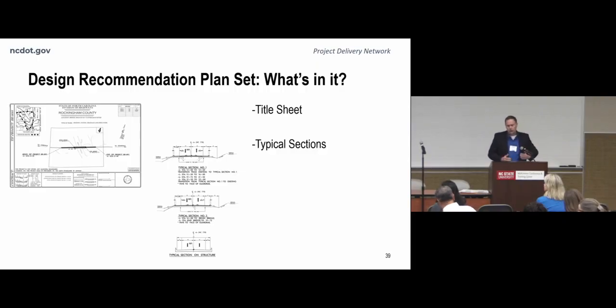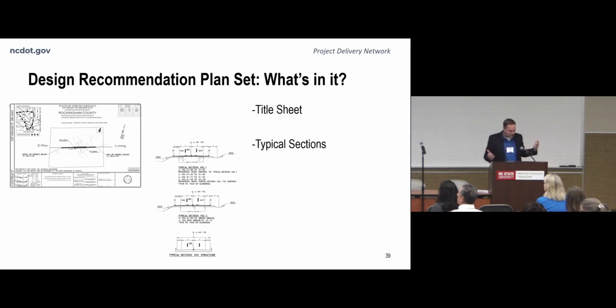So if you were to open up a set of design recommendation plans, what would you find? Well, typically those plans are submitted in 4 PDFs. And in the first PDF, it's usually entitled TTD for titles, typicals, and details. You're going to see a title sheet.